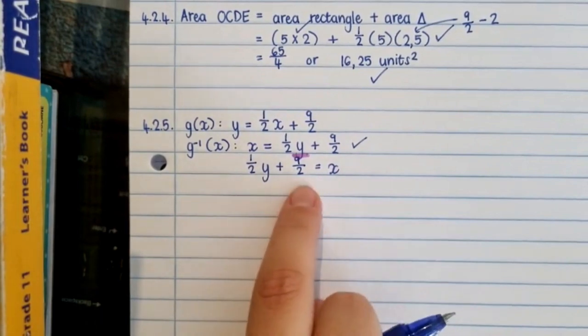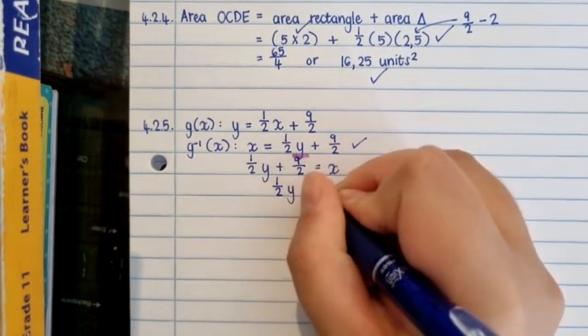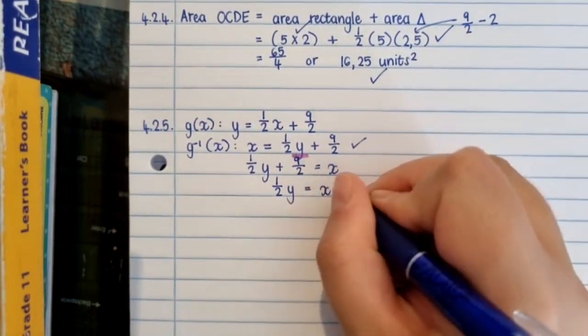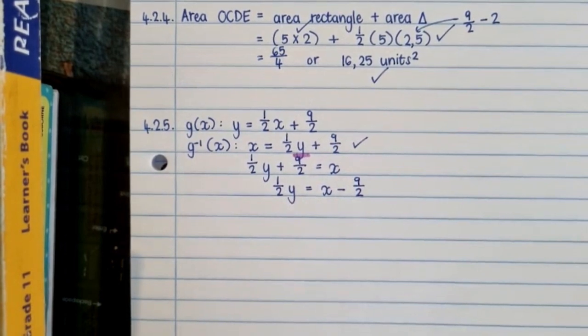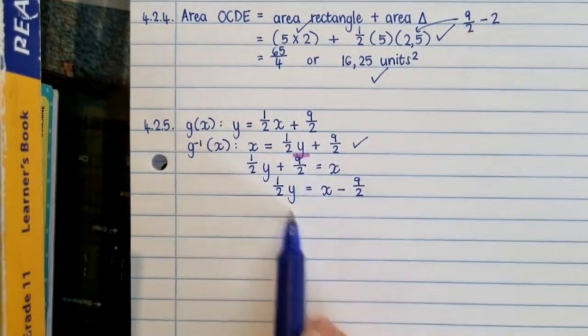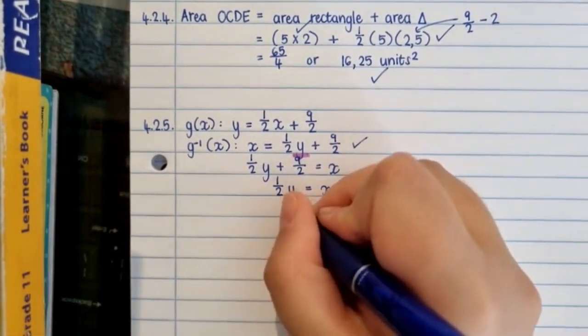Okay, so now the first thing that I'm going to move is this 9/2. So in order to cancel out the plus 9/2, I have to minus 9/2 from both sides. So I end up doing that. All right, so this plus 9/2 essentially moved to the other side. And now we have to divide by a half.